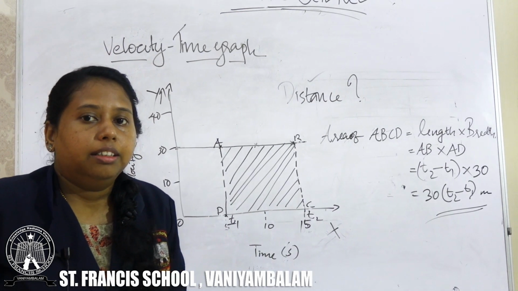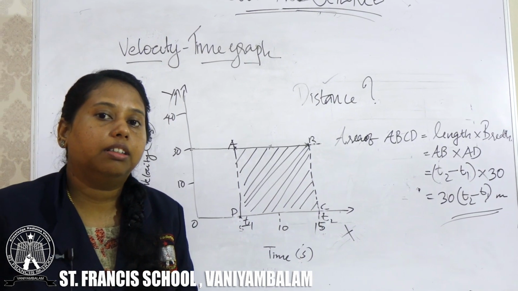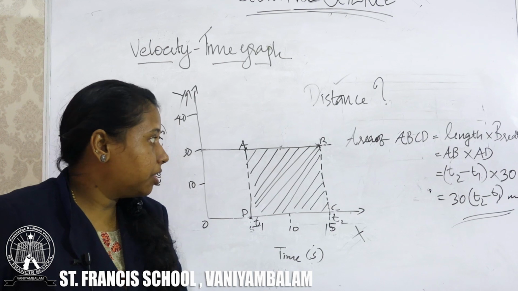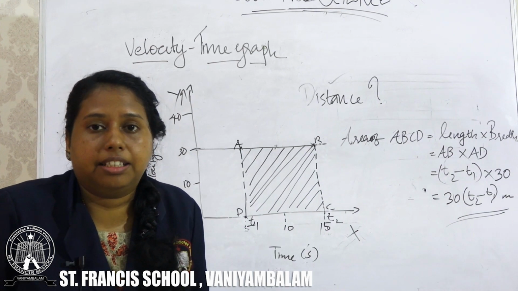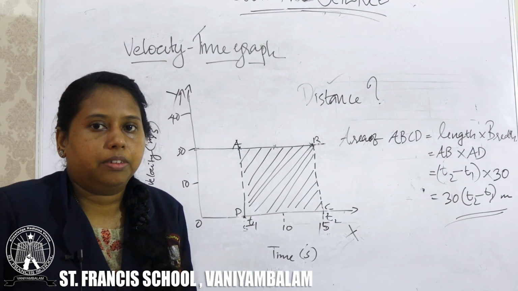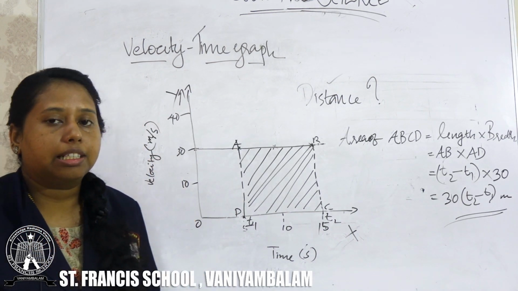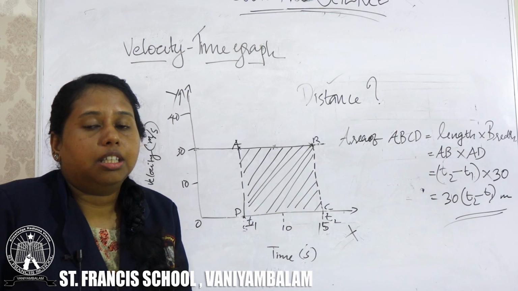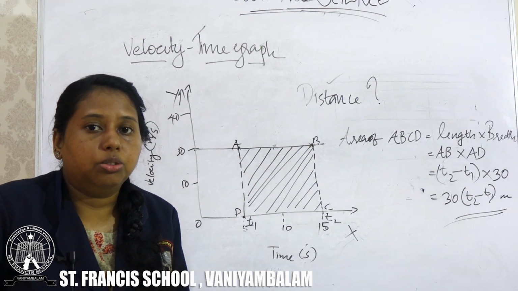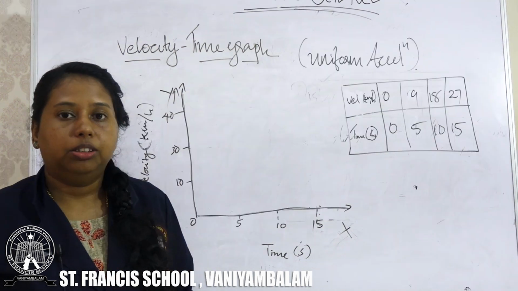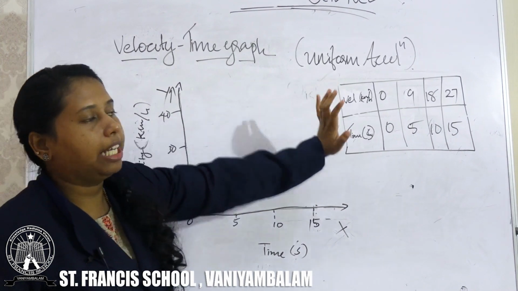Okay. The next, what is the velocity time graph for an accelerated body? What will be the velocity time graph for an accelerated body? You studied there are two types of acceleration, uniform and non-uniform. So first one, uniform acceleration. Let us see.